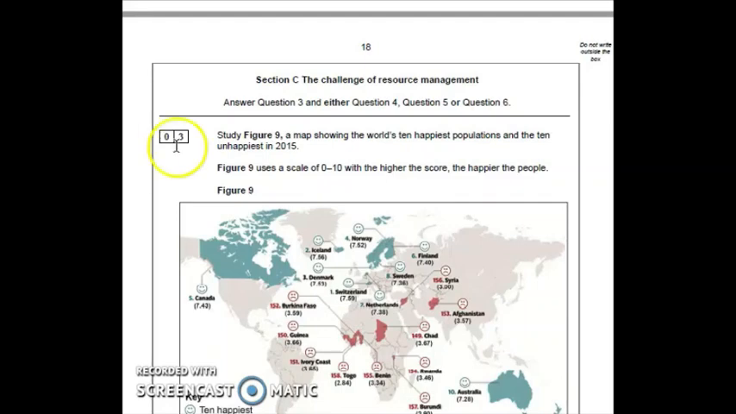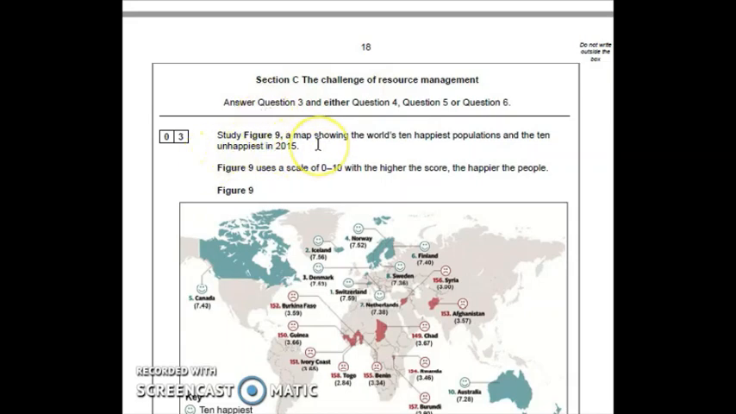So section C, you've got to answer question 3, and then either question 4, which is about food, so we won't answer that one, question 5 about water, which is our section, and question 6 is about energy. So we'll start with question 3.